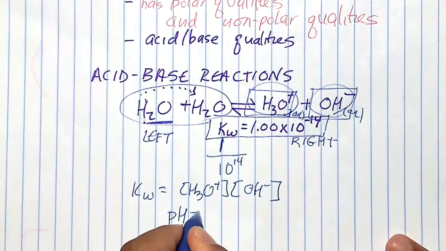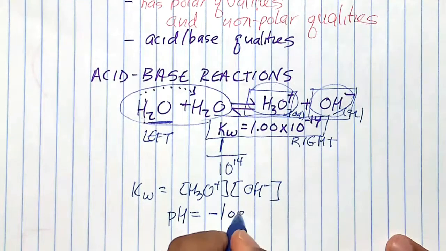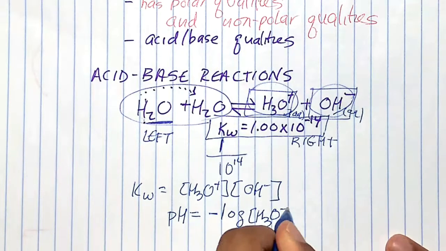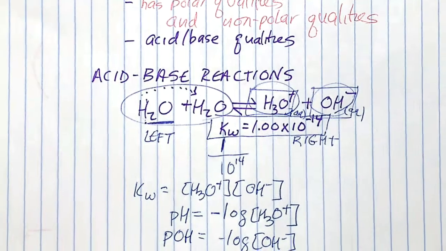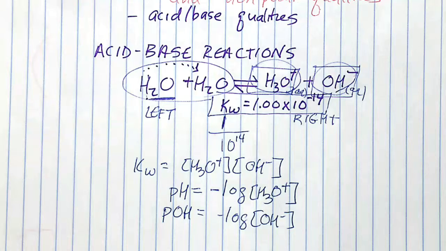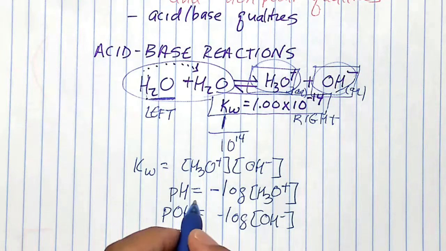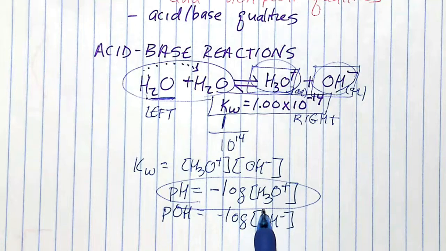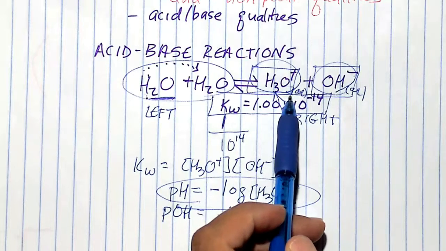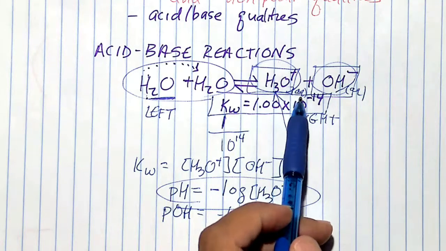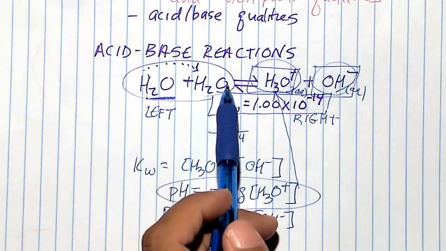And if we further extend our calculations, we'll find that pH is nothing more than minus the log of the hydrogen ion concentration. pOH is minus the log of the OH concentration. So this pH, which is a measure of acidity, is directly related to the H3O+ concentration, or the H+ concentration resulting from water dissociation.